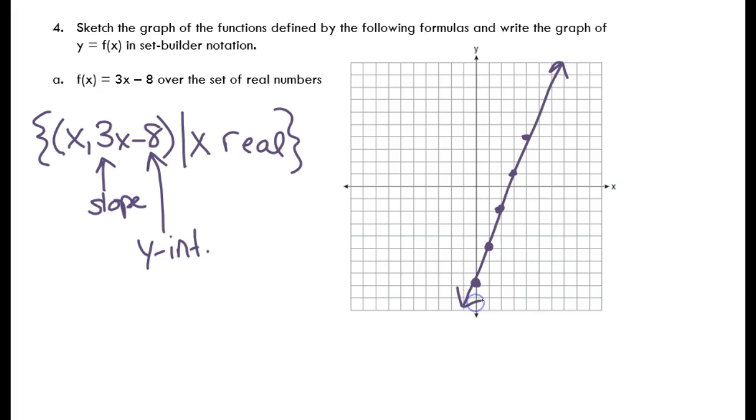Now I can put arrows on because it goes forever in both directions if you don't put a domain restriction on. So the domain in this case would be from -infinity to +infinity, and so would the range. The range would go from -infinity to +infinity.